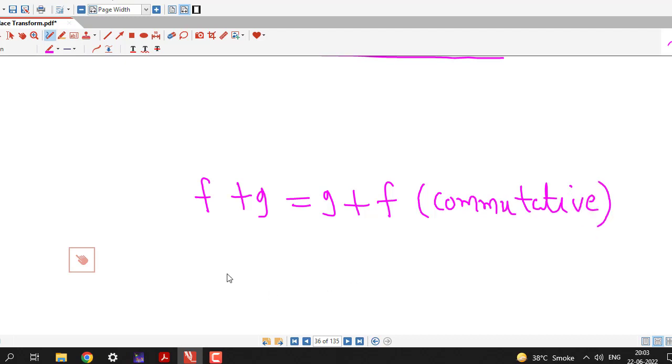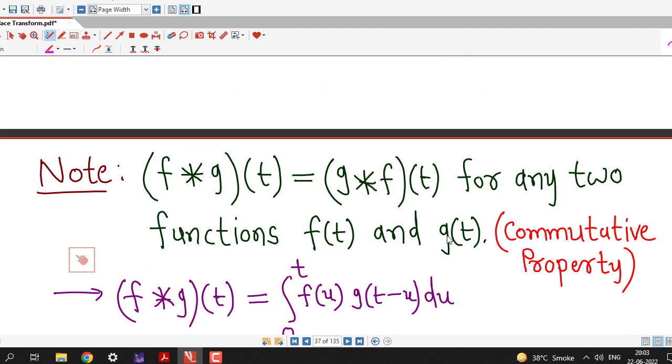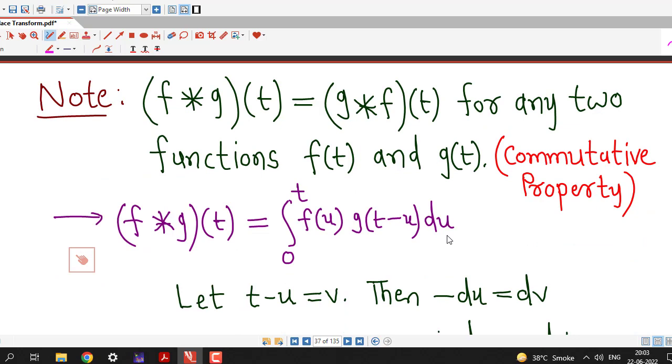For example, if we consider addition of two functions, then we know that f plus g and g plus f are always equal. That is, the commutative property is satisfied for the addition operation. So as in the case of addition, the convolution operation is also commutative. That means f star g and g star f are always equal. That we can prove by definition also.